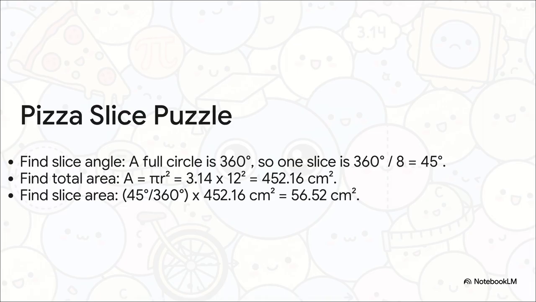Okay, step 2. Let's find the area of the entire pizza. We'll use our A equals pi r squared formula, which comes out to 452.16 square centimeters. And for the final step, we just need the area of our little 45-degree slice. Well, that's just 45 out of 360 degrees of the whole pizza, which is exactly 1/8 of the total area. So 1/8 of 452.16, that gives us our final answer, 56.52 square centimeters.